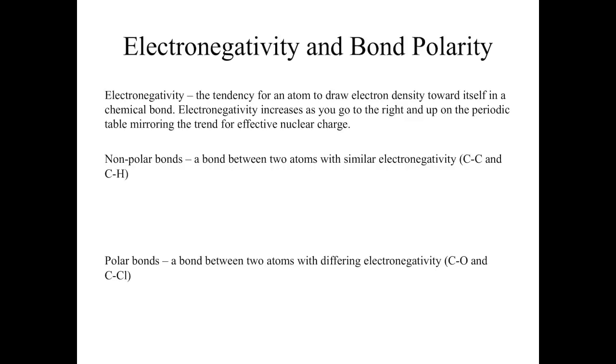One of the things is that the model we spoke about doesn't tell us exactly how electrons are shared. So electronegativity gives us a picture of whether electrons are shared equally or non-equally. Electronegativity is the tendency for an atom to draw electron density toward itself in a chemical bond. So atoms with high electronegativity tend to want to bring electrons toward themselves, whereas elements that have a lower electronegativity don't want electrons as much.